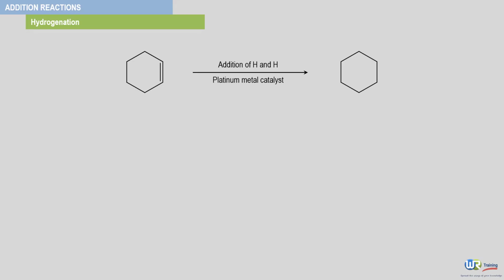For the first type of addition reaction, we will learn the addition of two hydrogen atoms across an alkene. In this type of reaction, called hydrogenation, the regiochemistry will always be irrelevant, regardless of what alkene we use, since we are adding two identical hydrogen atoms.